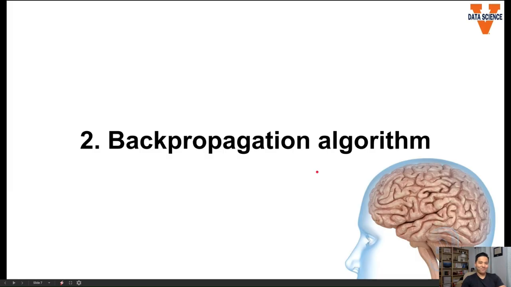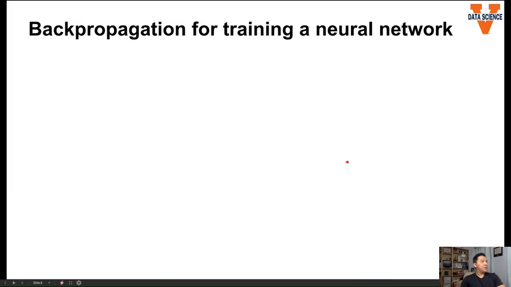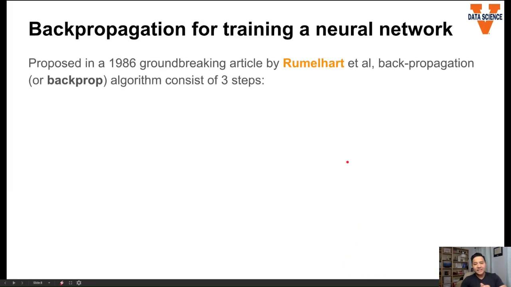So here we go, backprop. Back in 1986, Rumelhart and his group proposed a groundbreaking article, backprop, and that changed the face of deep learning. It was called connectionism at the time, but it kind of came back in the 80s as a first renaissance after the AI winter. And it consists of 3 steps.